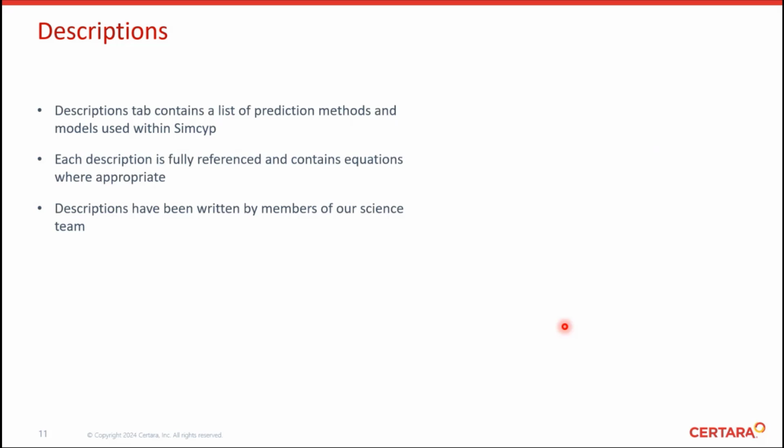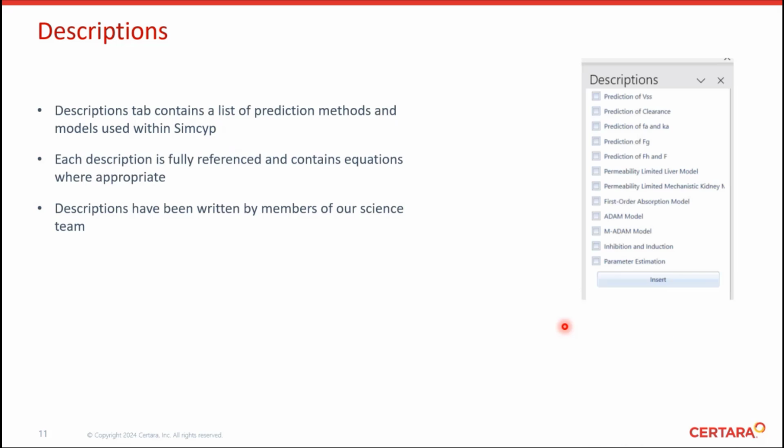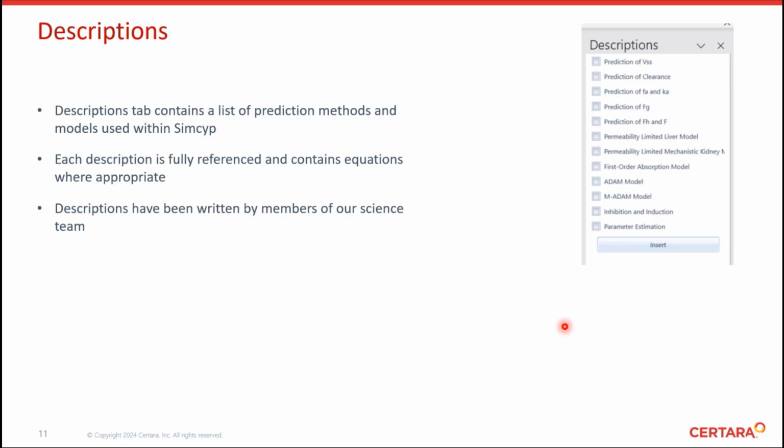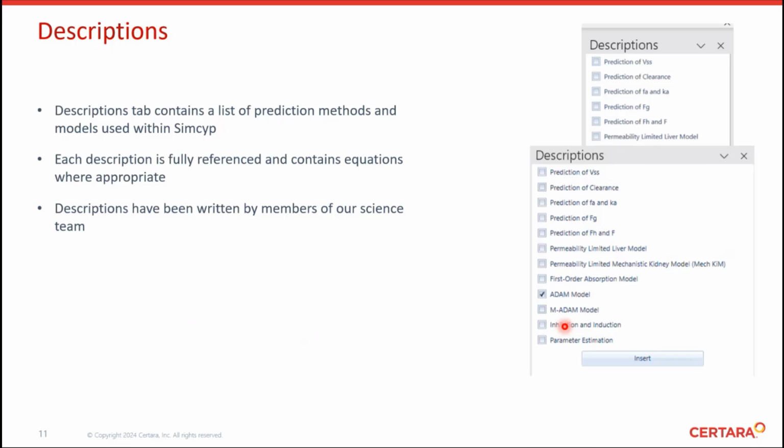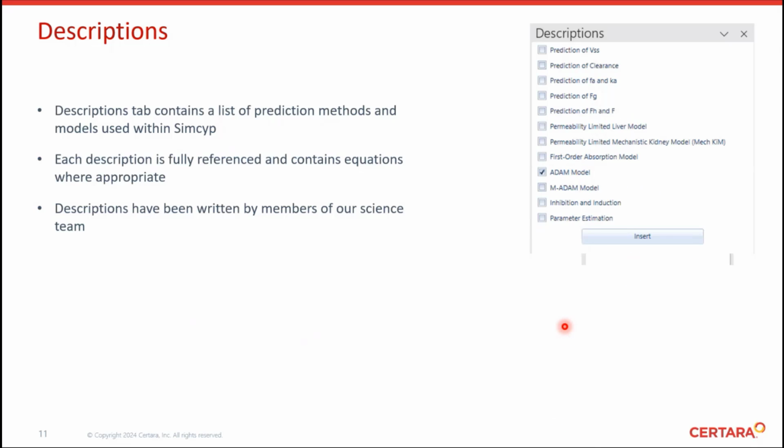And then lastly, for our key features, we've got descriptions. This is sort of like a time saver for people when you've used the Simcyp simulator, you've made a prediction, or you've used one of the models, and you need to sort of explain how you've done that or what the model is actually doing. This is just a list of descriptions. It will give you a description of a prediction method or that model. It will be fully referenced, and it will also contain equations where appropriate. And it is also written by members of our science team.